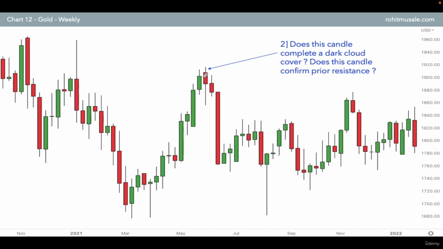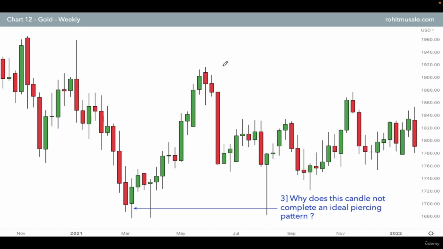Okay? Resistance is created from the pattern and subsequent price action. Yes, the high of this candle can become resistance in the future, but we don't know that for now. And if this would have been a dark cloud cover, then we treat the high as the resistance. So that's a subtle way of looking at resistance.